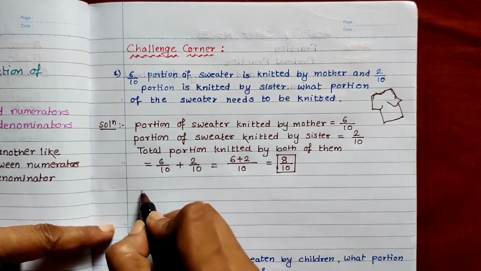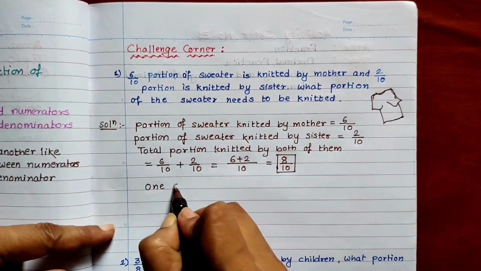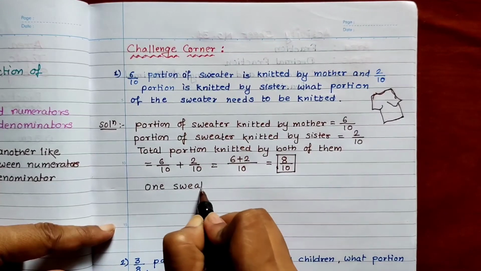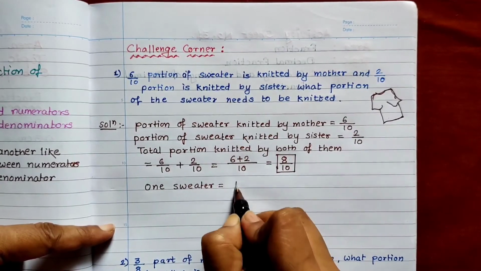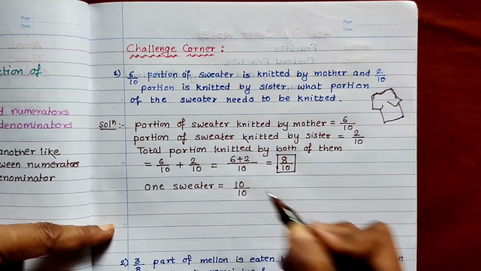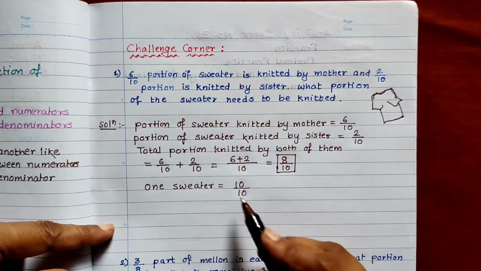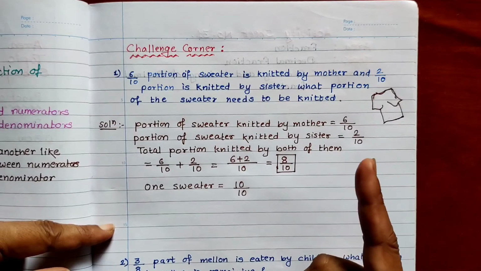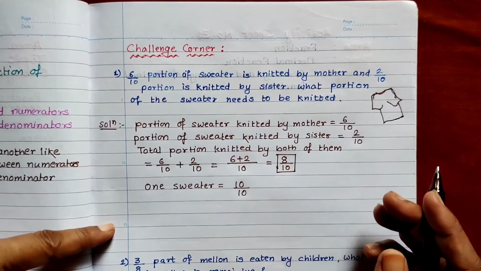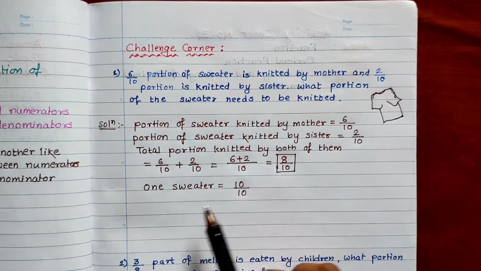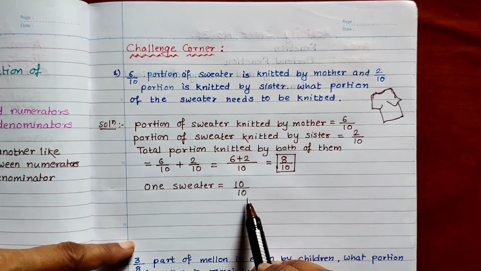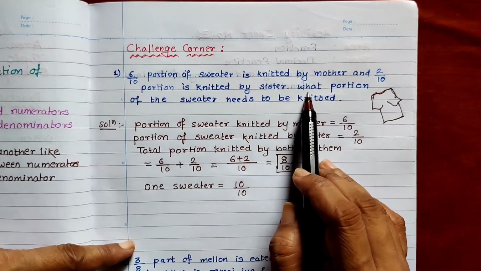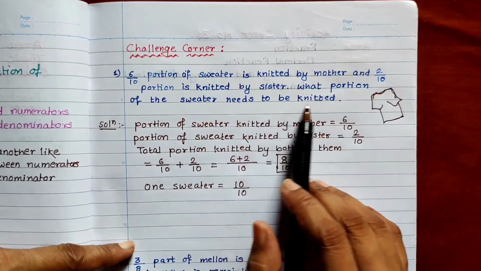So one sweater means what? 10 upon 10. 10 upon 10 is 1. We all know that 10 ones are 10. Answer is 1. When numerator and denominator are same, answer is always 1. Okay, so one sweater is 10 upon 10. So question is, what portion of sweater needs to be knitted?